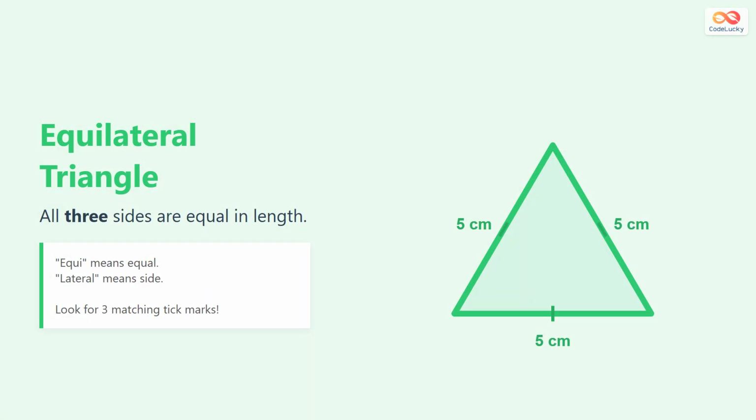First is the Equilateral Triangle. The word equi means equal, and lateral means side. So, an equilateral triangle has three equal sides. On a diagram, you will see a matching tick mark on every single side.